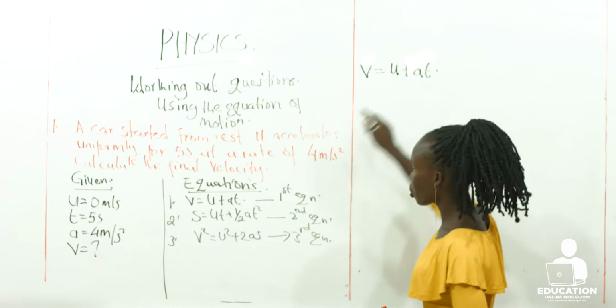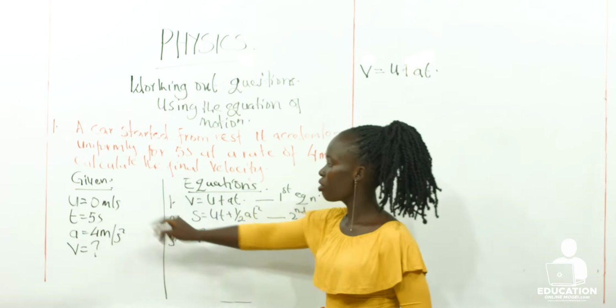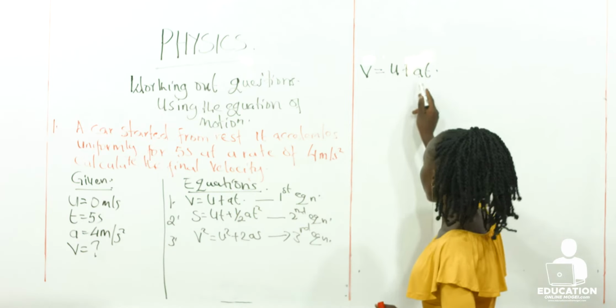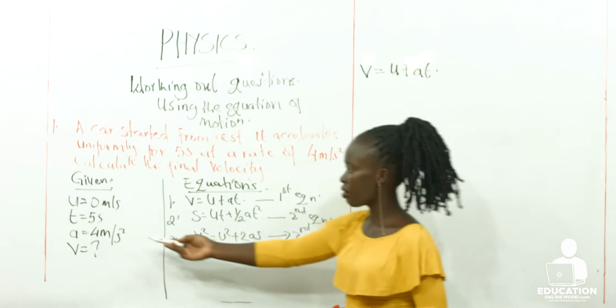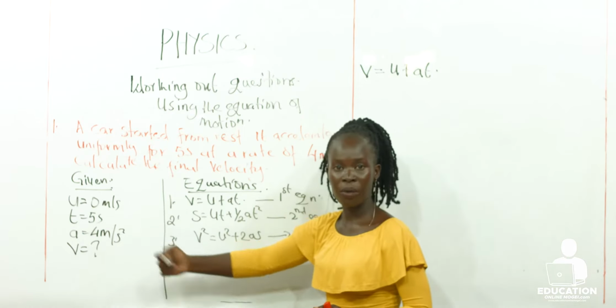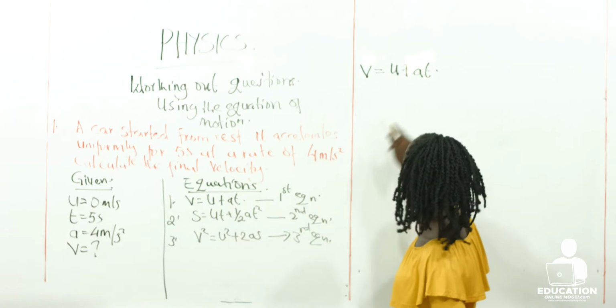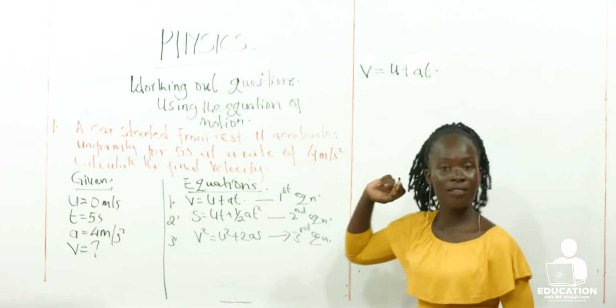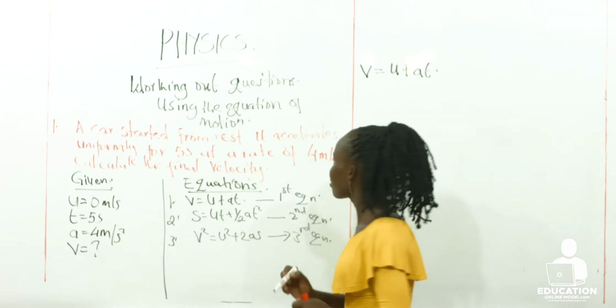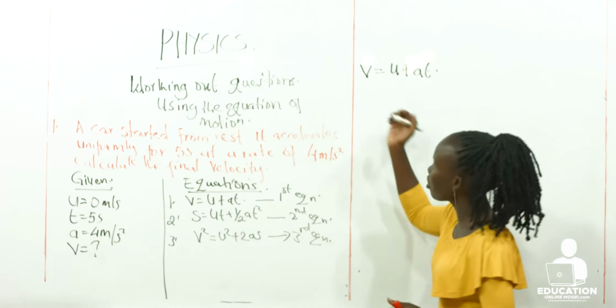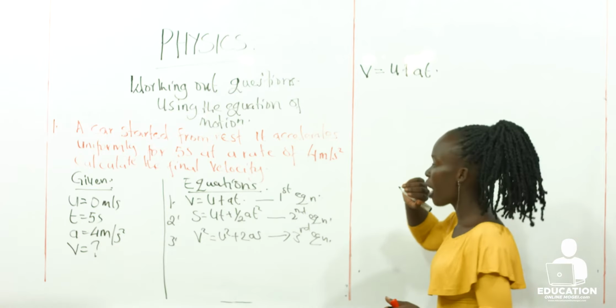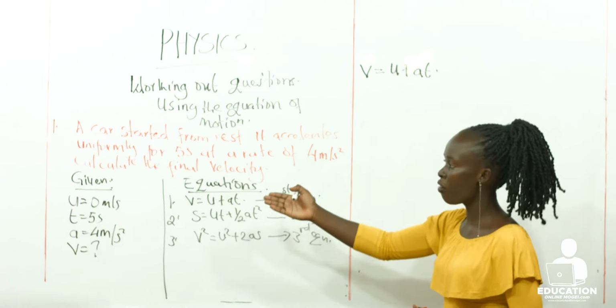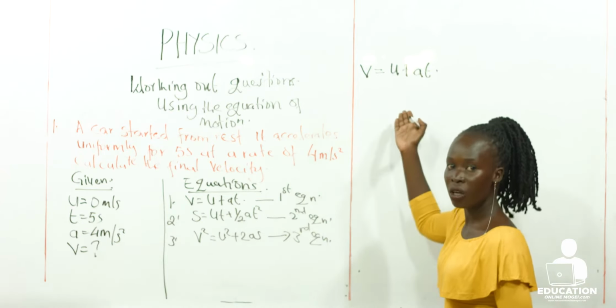We have the initial velocity given to us as 0. If you look at a, we have the acceleration, which is 4 meters per second squared. We have our t, which is the time, as 5 seconds. So we can find the final velocity from that. Let's substitute our values in this equation here.